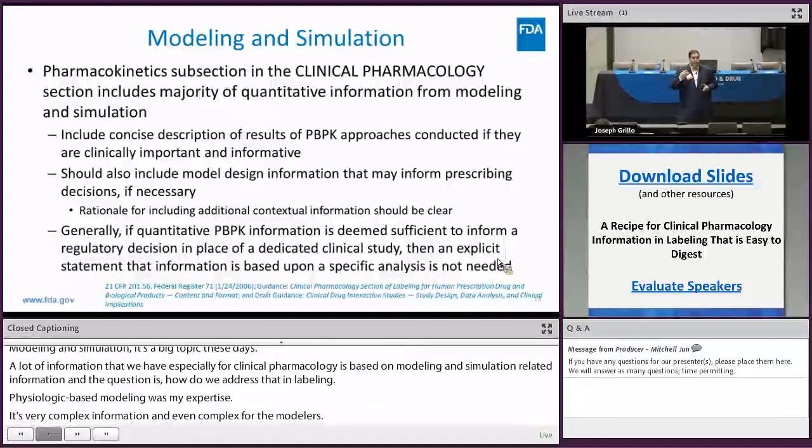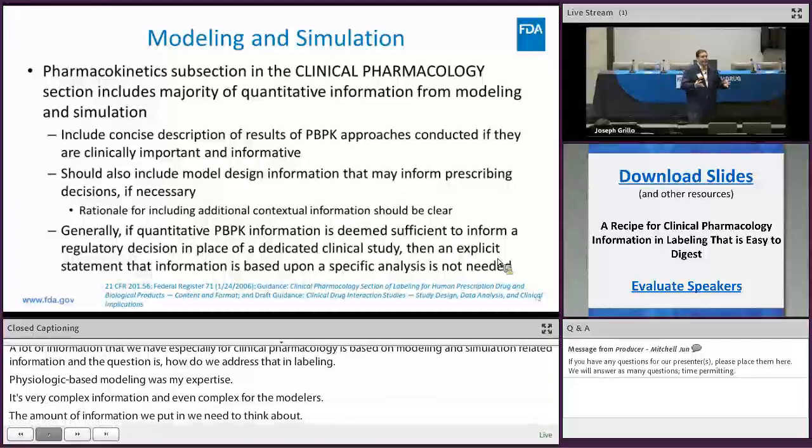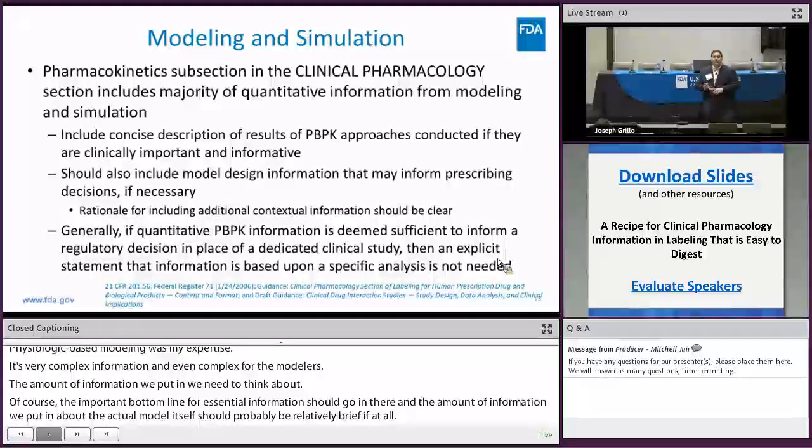Of course, the important bottom line essential information should go in there. The amount of information we put about the actual model itself should probably be relatively brief, if at all. I would say anything that's important would need to go in. So for example, if we do have a patient versus normal volunteer effect, then yeah, we may need to know that we did the simulations based on a virtual population in normal patients. But if that's not an issue, then do we need to put that information in there? The doses. Again, it's a similar kind of rules to what we had with the human studies. And then ultimately, do we need to define it?